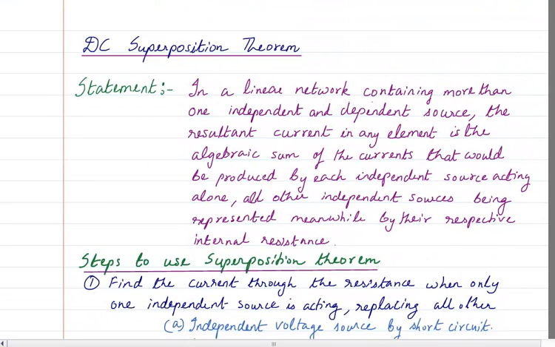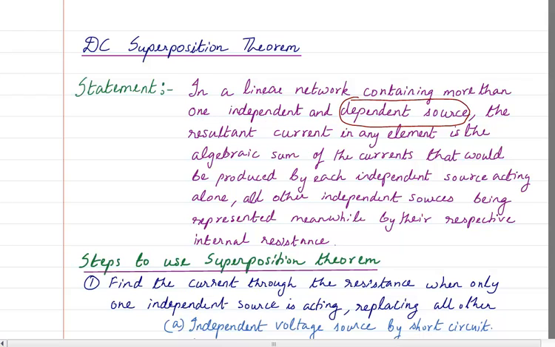You can pause the video here and write this statement because sometimes it comes in the examination as such. In a linear network, what is the meaning of a linear network? Linear network means a network which contains only resistance, inductance, capacitance. They are linear elements. In a linear network containing more than one independent and dependent source, the case of dependent source I will talk about a little bit later.